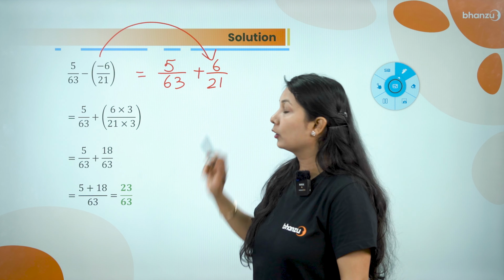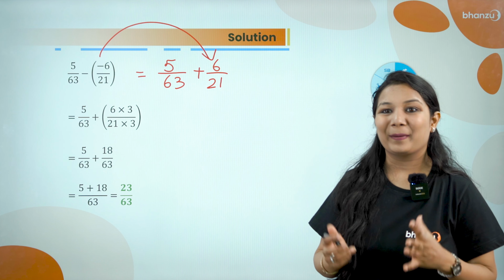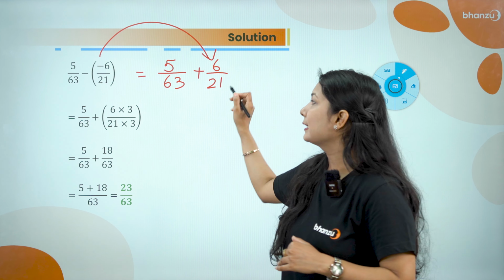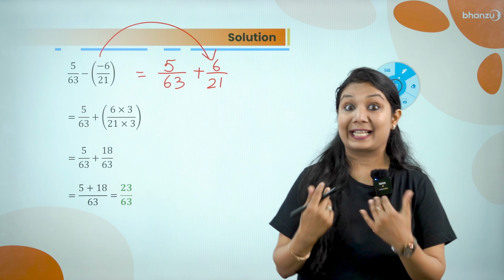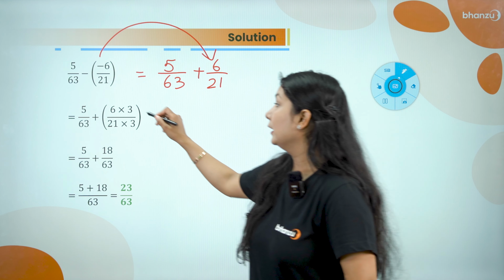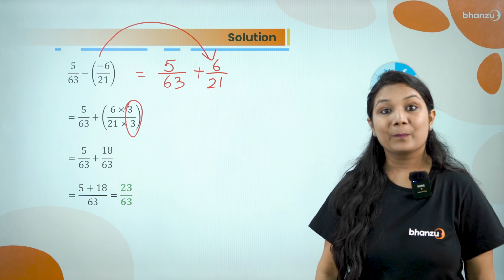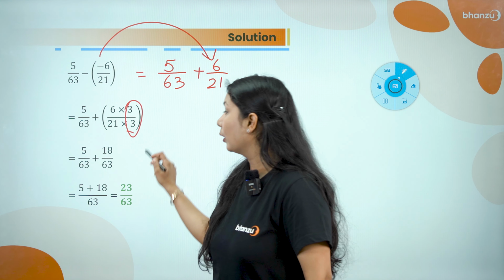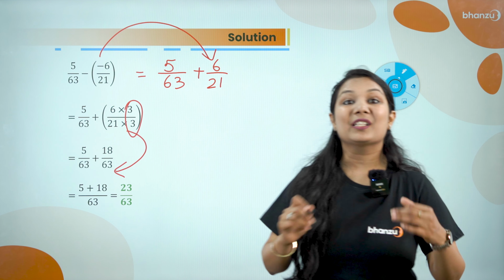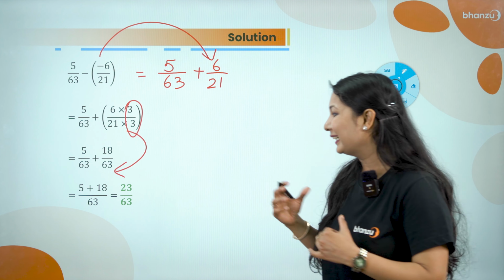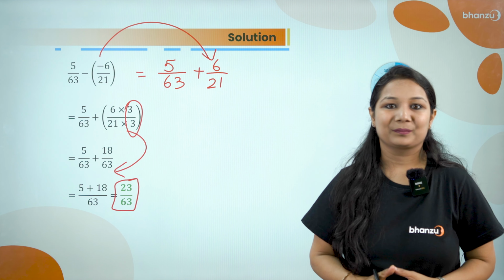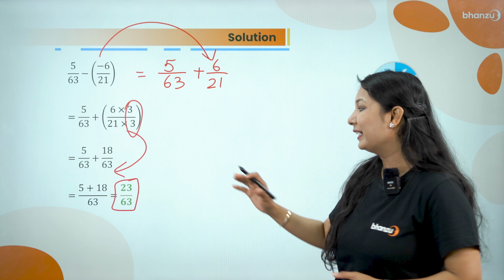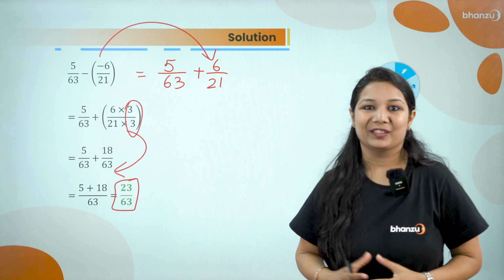Now the denominators are not the same. So let's make the denominators the same by LCM, which is 63. The first rational number already has the denominator 63. For the second one, we need to multiply it by 3 by 3. Once you do, you get the denominator 63. So what is 5 plus 18? It is 23. So 23 by 63 is your answer, right? 23 by 63 is your answer.